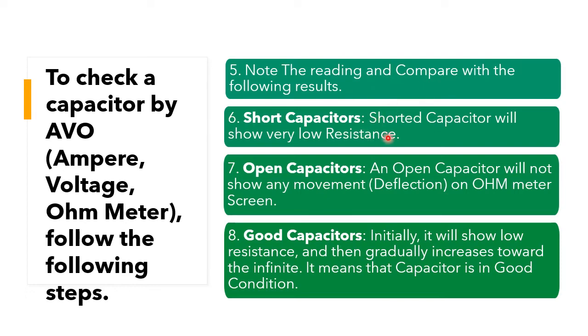A short or shorted capacitor will show very low resistance, while an open capacitor will not show any movement on the ohmmeter screen. And a good capacitor, initially it will show low resistance and then gradually increase toward infinite, and it means that the capacitor is in good condition.